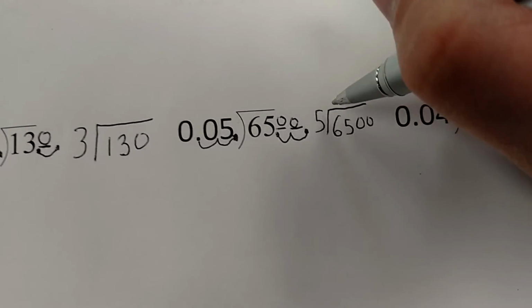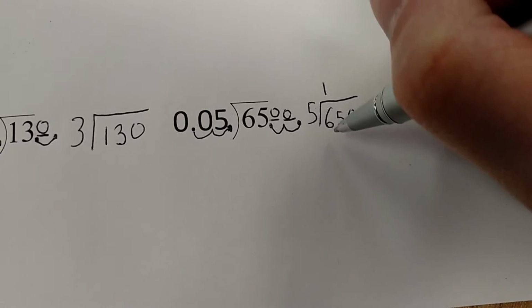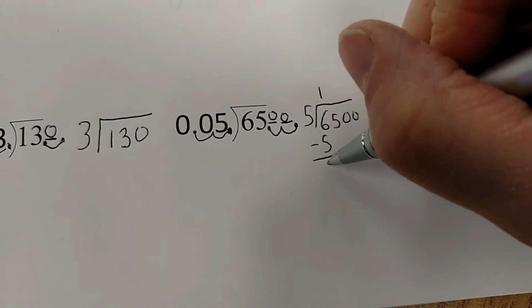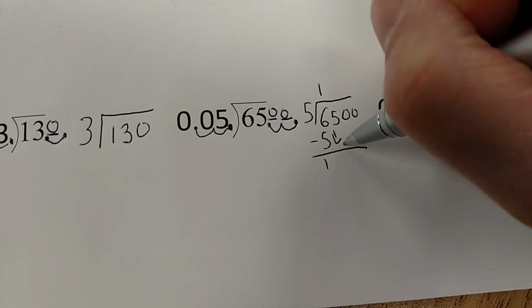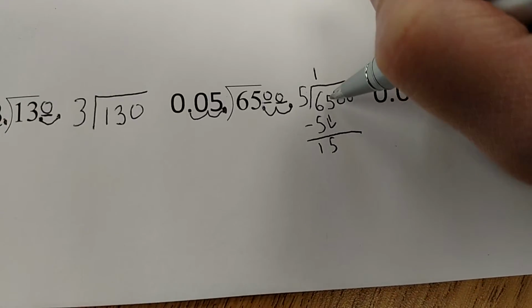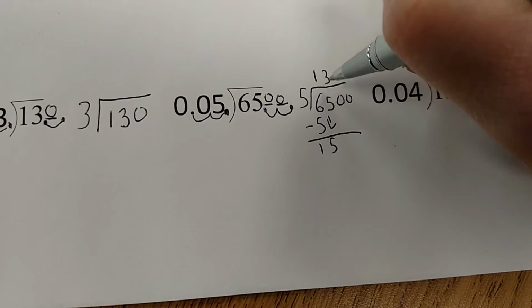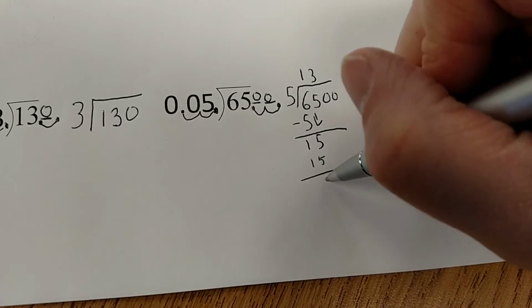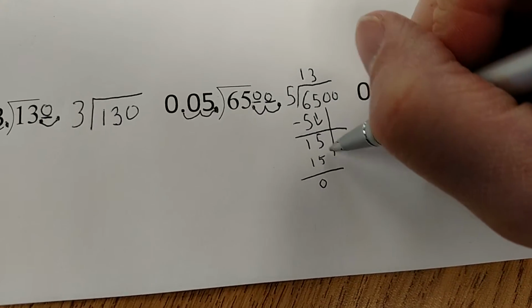So this middle one. So 5 goes into 6 one time. Now I multiply 5 times 1, get 5. Subtract it, and we get 1. Bring down my 5. 5 goes into 15 3 times. Go straight up. There's my 3. 5 times 3 is 15. Subtract my 15. Bring down my 0.